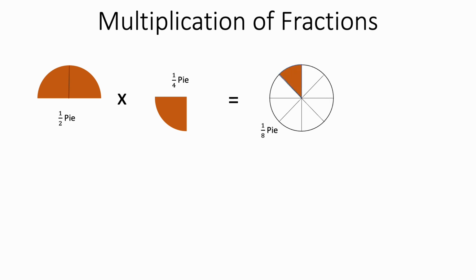Now, multiplication of fractions is very easy. All you have to do is take half a pi and multiply it by 1/4 of a pi. You just multiply the numerators and multiply the denominators, as simple as that. So 1 times 1 is 1, and 2 times 4 is 8. You get 1/8 of a pi, and that's really a small number.